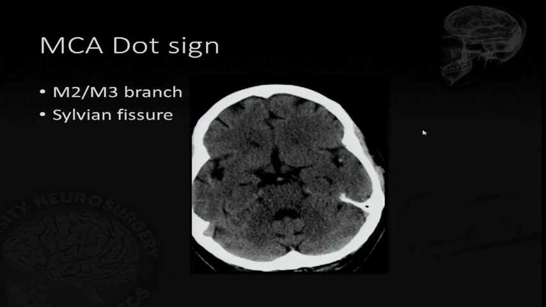This is another sign we see sometimes. You look at both sylvian fissures and you see that hyperdense dot there. That's the MCA dot sign, which is an M2 or M3 occlusion.